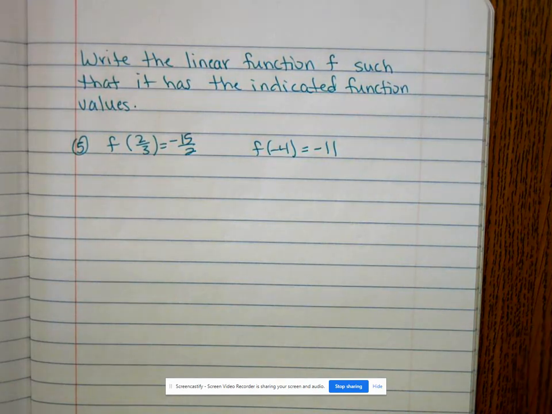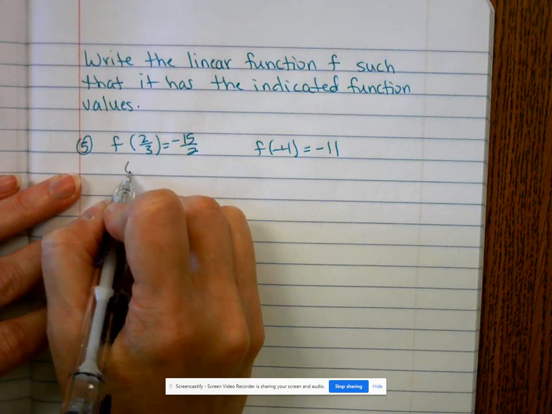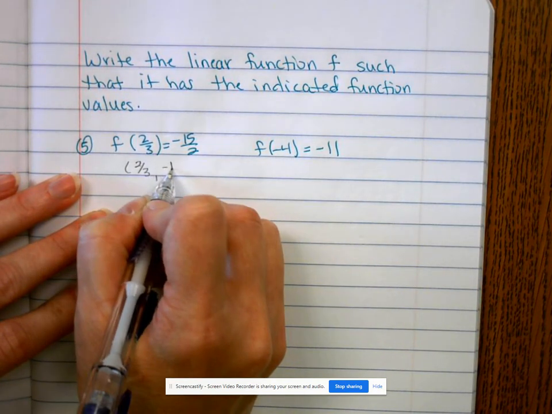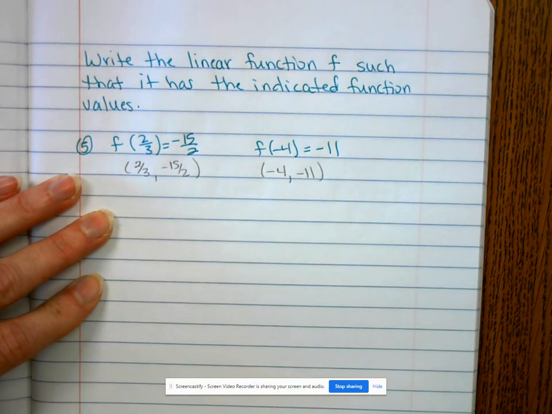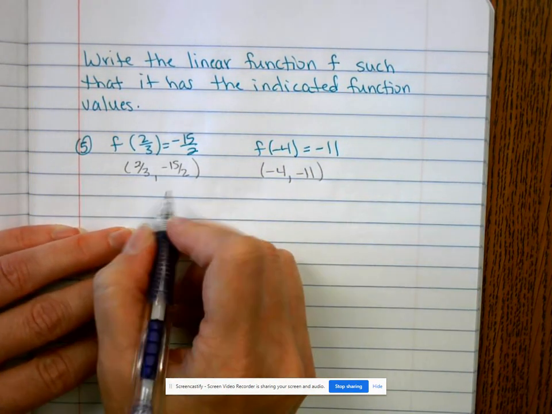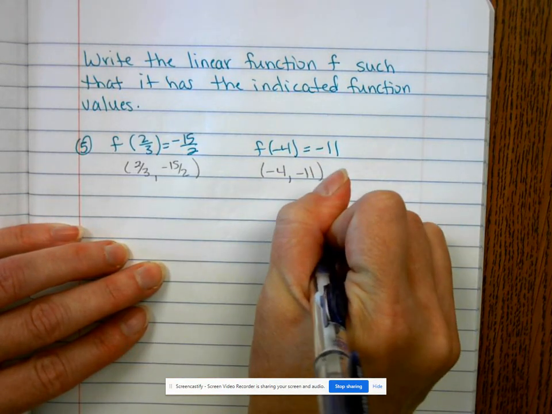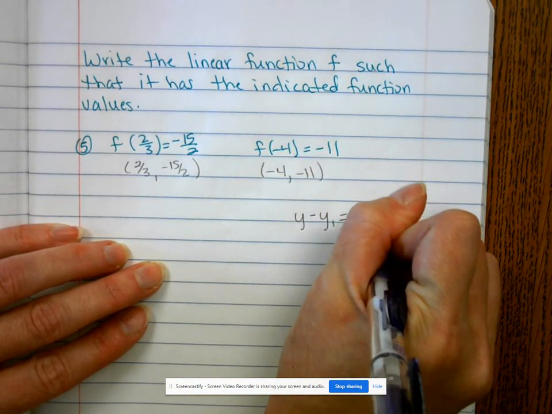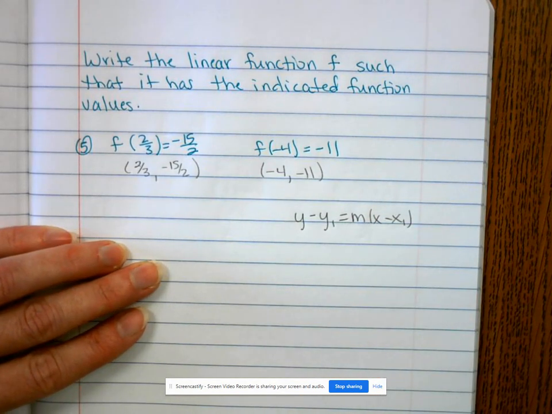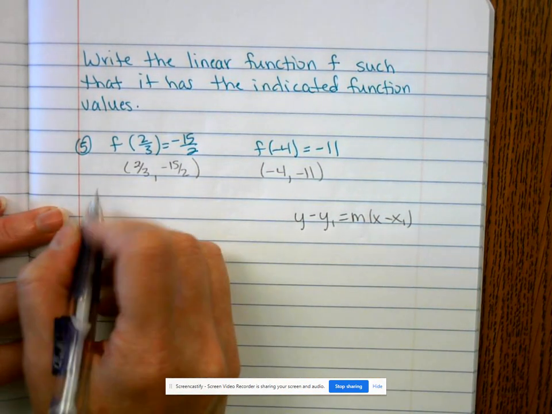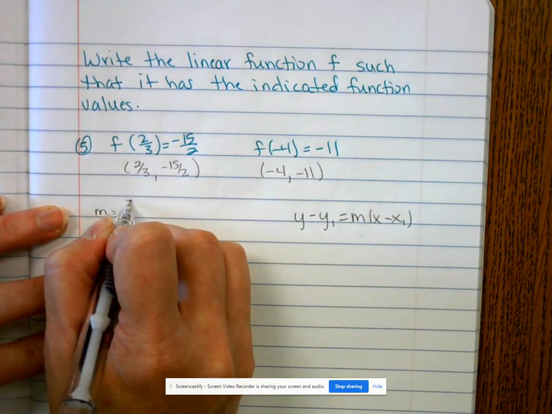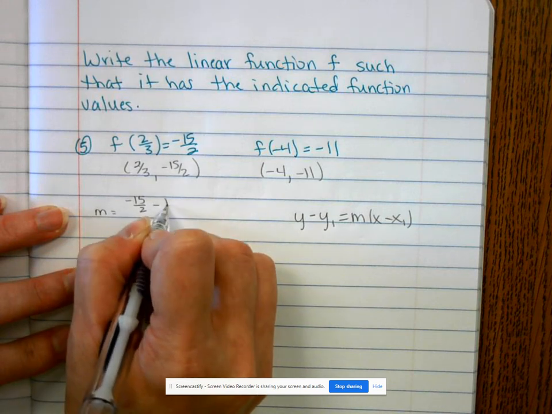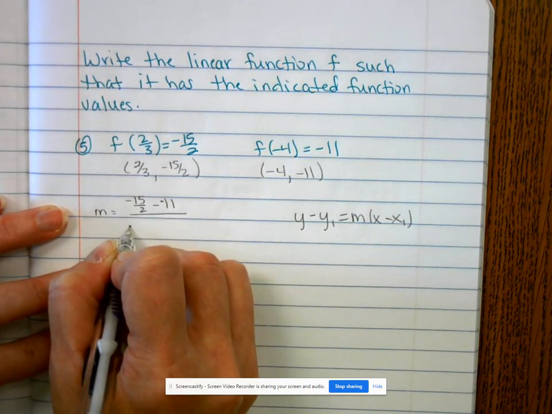All right, so again, we did this in your class starter. Remember that this is really just saying there's an ordered pair at 2/3, -15/2, and there's an ordered pair at -4, -11. Also remember that we can write the equation of a line given 2 points using point-slope form. The first thing I have to do is figure out the slope. So the slope between my points, we're going to subtract the y's over subtract the x's.